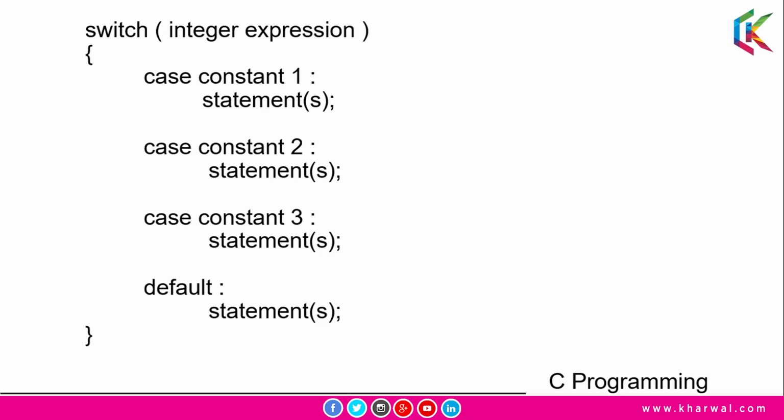Now let's see how the switch case works. The expression is evaluated once and compared with the values of each case label. When a match is found, the program executes the statements following that case and all subsequent case and default statements as well. If a case match is not found, then the default statement is executed and the control goes out of the switch block.